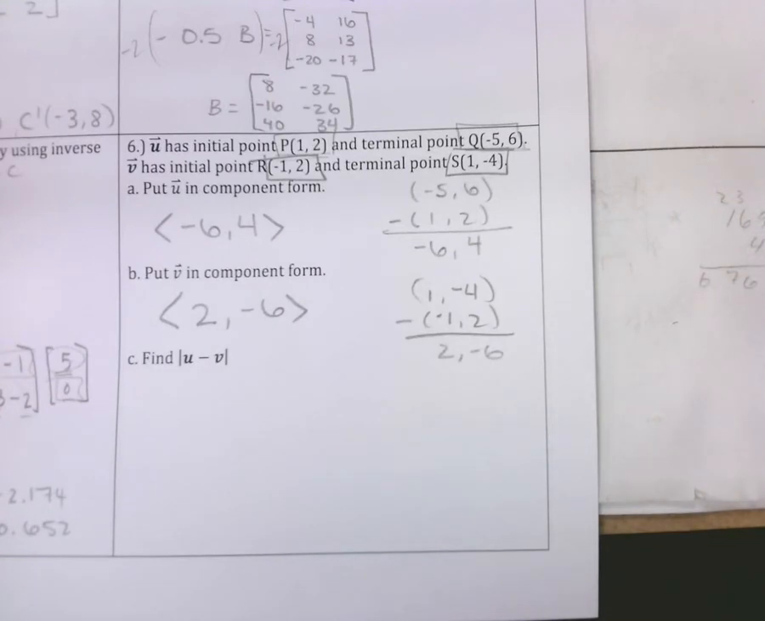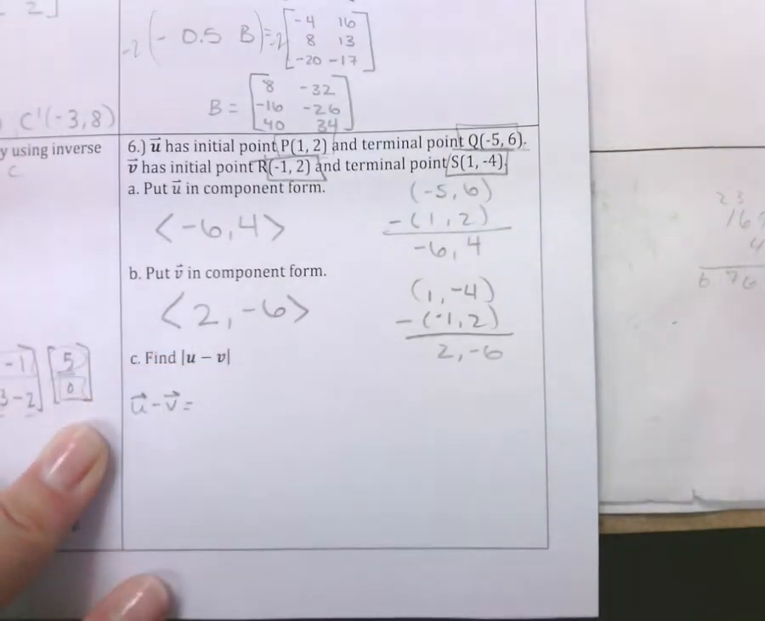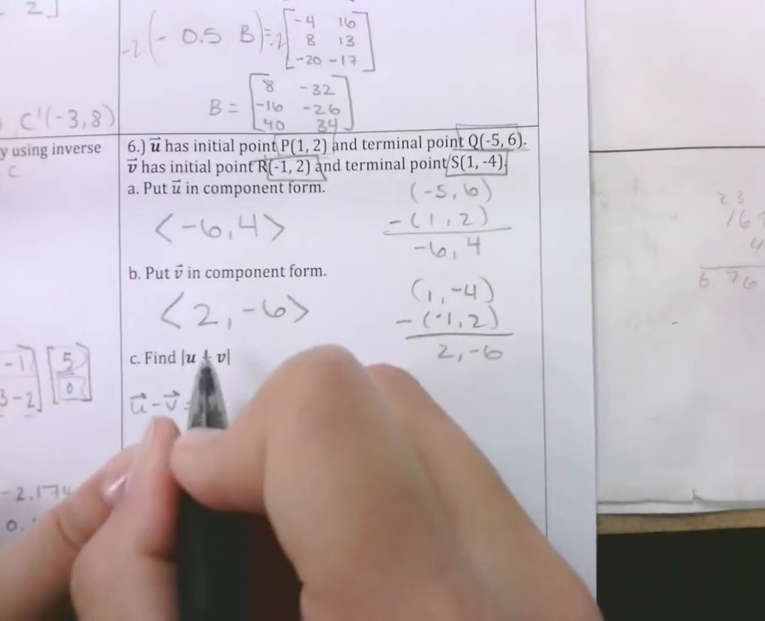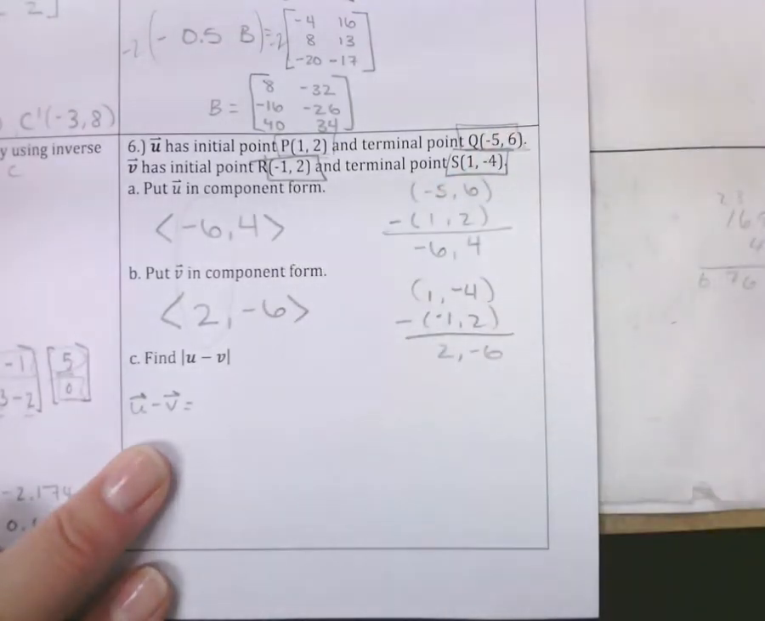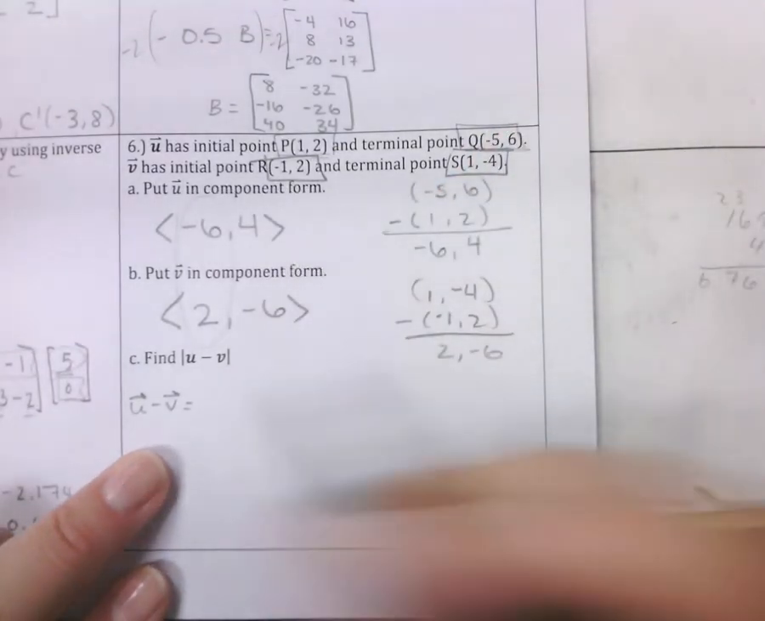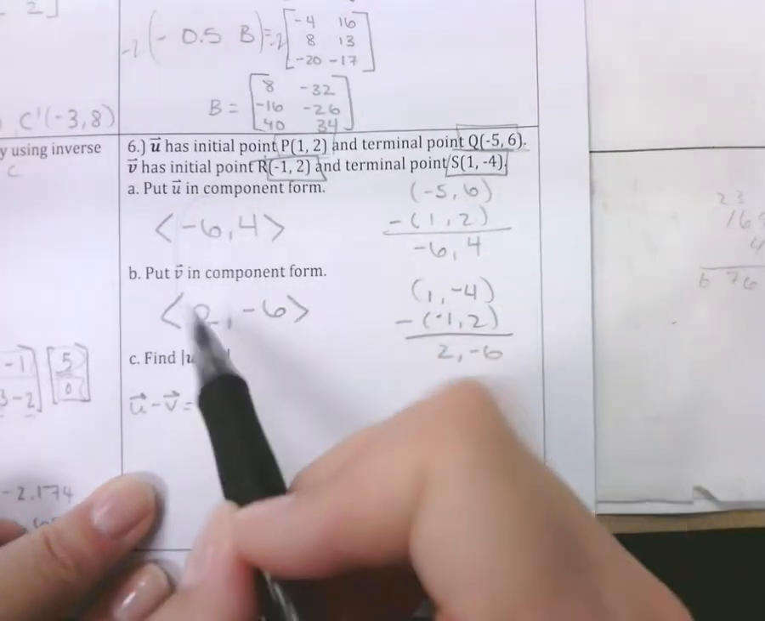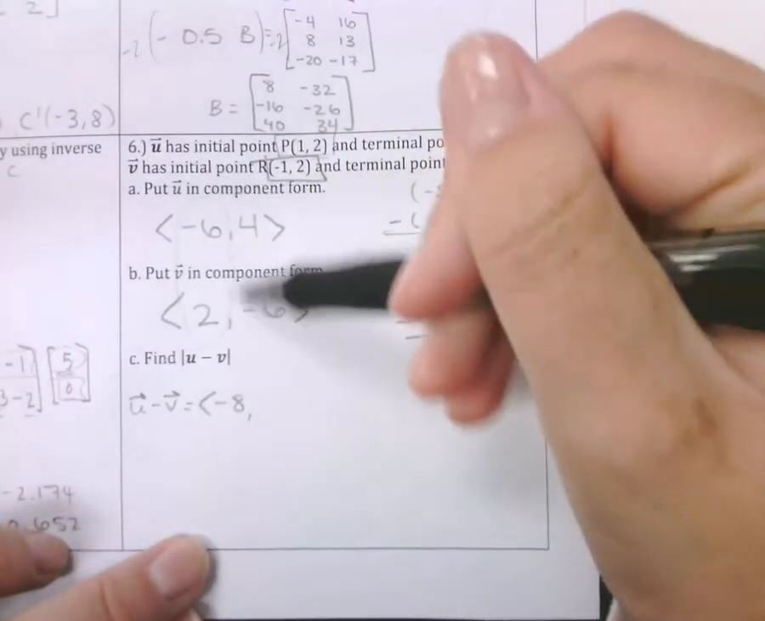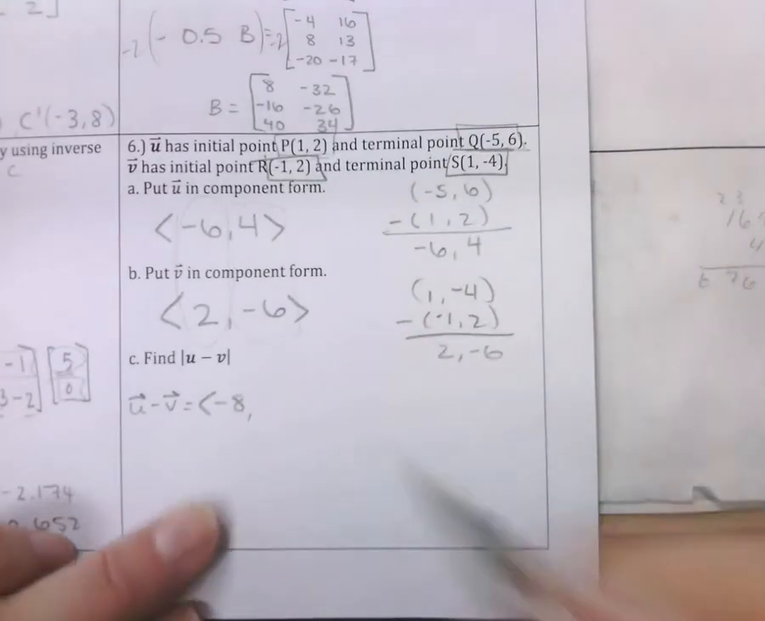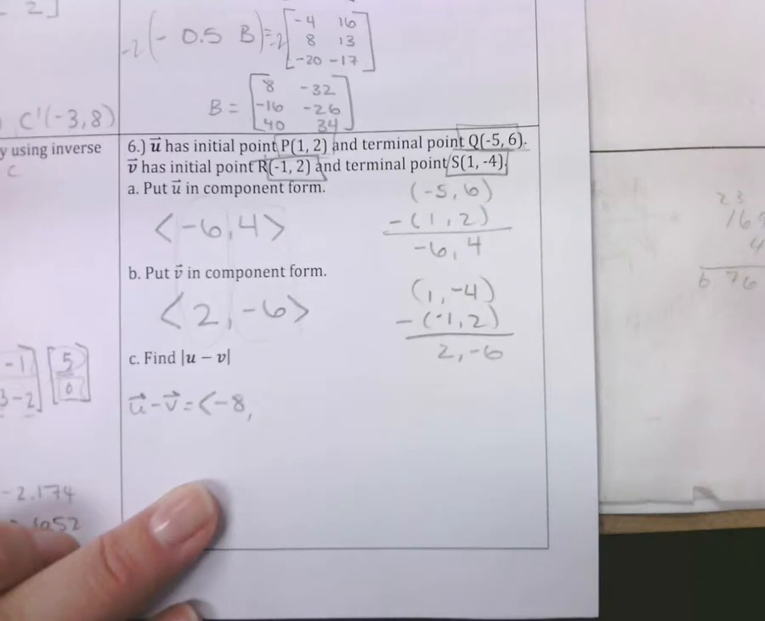And then you're going to find the magnitude of u minus v. So first, let's just find u minus v. You're going to subtract the first part there. The reason you're subtracting is because it says minus. If it said plus, you would add them. So -6 minus 2 is -8. Then you subtract the vertical component: 4 minus -6, that's 10.